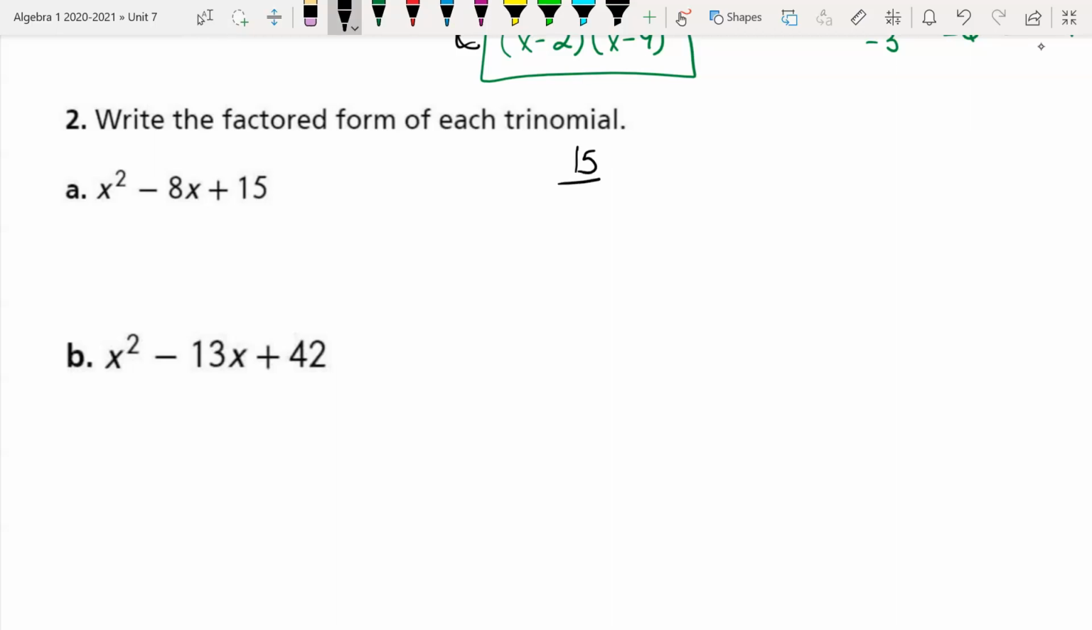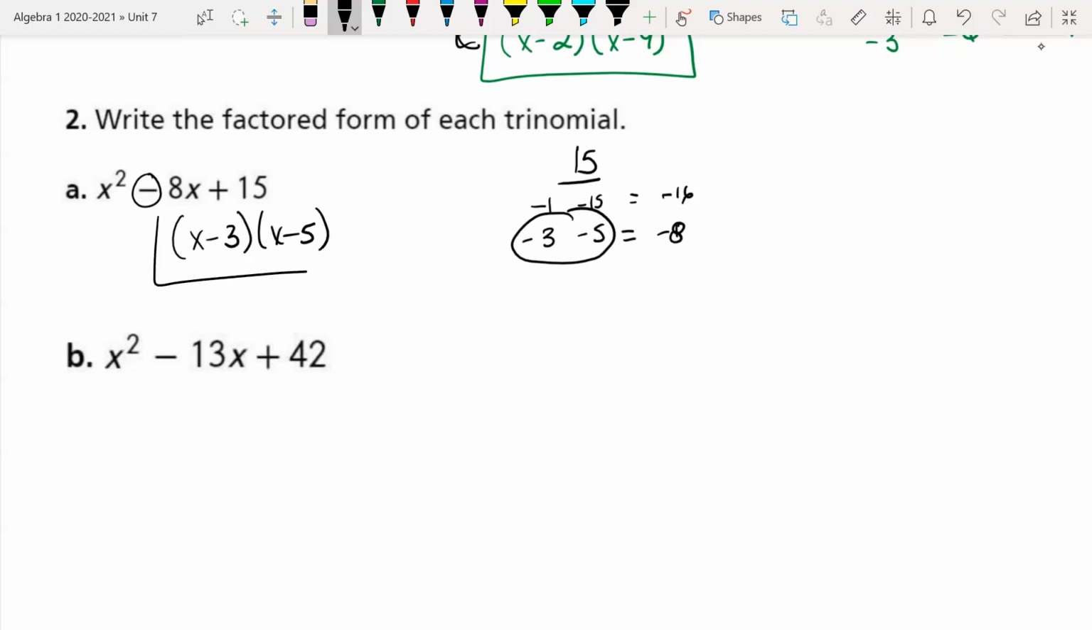So I would do 15. Remember, it's a negative here, so they both need to be negatives. If I add those, those are the only factors. This right here is my pair because it's going to add up to that negative 8. So I'm going to say x minus 3, x minus 5.